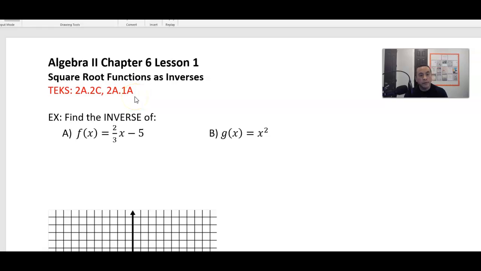Alrighty, everyone. So this is the beginning of chapter 6, lesson 1. We're going to revisit what inverse functions are. So let's get right to it. We're going to begin by reviewing what is an inverse.